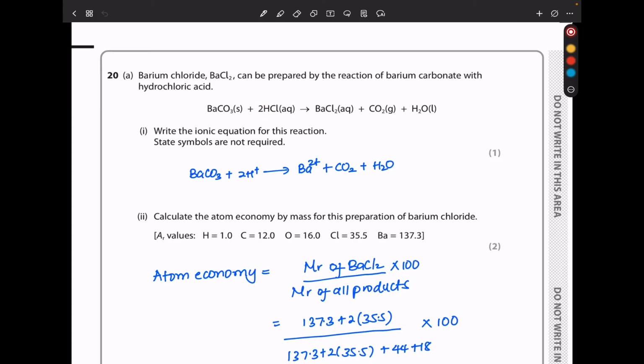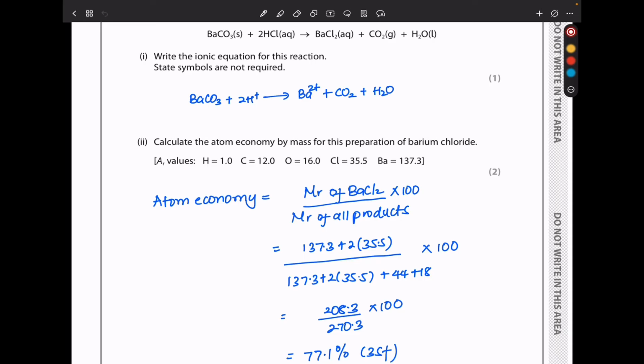We remain with 2H+ here, and here we remain with barium 2+, and then the rest is going to be the same because it's not aqueous. The next they say calculate the atom economy by mass for the preparation of barium chloride. They've given us the AR values.